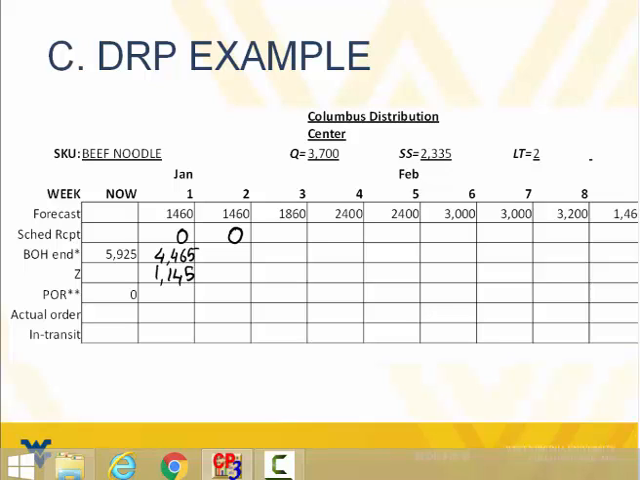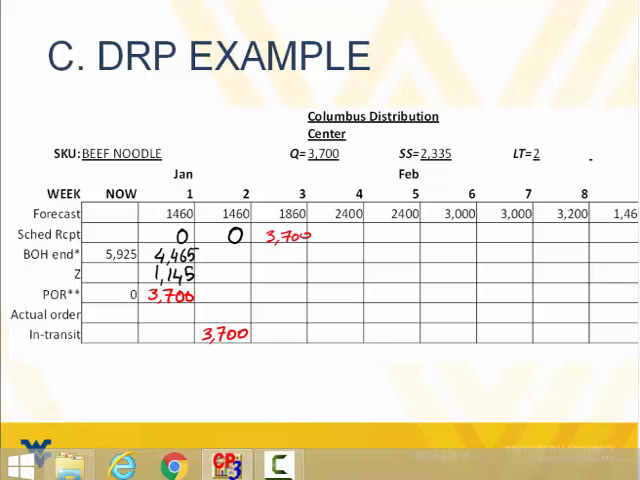And then I'll put this in a different color. So we have 3,700 units that are in transit in this period, and then they are received in this period, because our lead time is 2 periods. So place an order in the first period, it arrives in the second period.